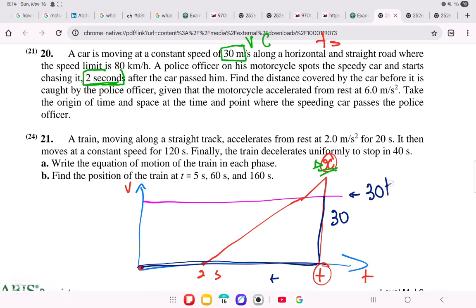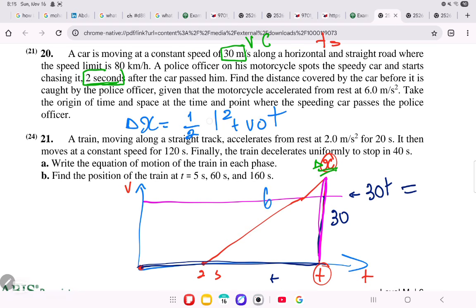Now 30t should be equal to the area of the motorcycle, which is the triangle. But I have a missing information, which is the final velocity. Instead, because it's an accelerating motorcycle, I can use the equation of motion for acceleration. What's the equation? Delta x equals 1 over 2 a t squared plus v0 t. I can use this. How much was my acceleration here? It was 6. So it would be 1 over 2, 6 times t squared.